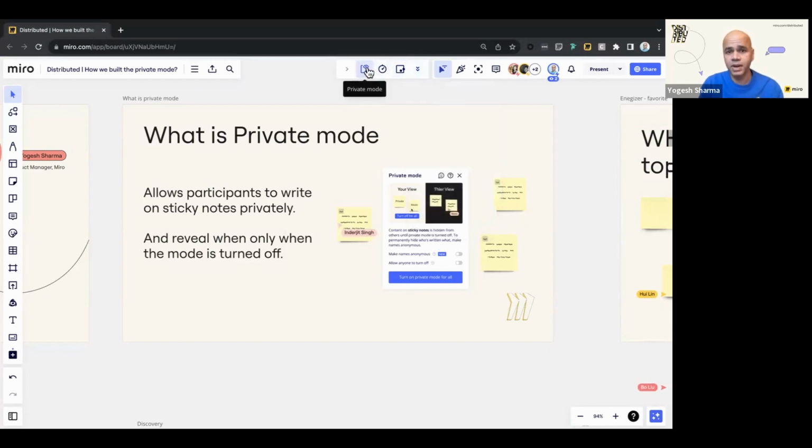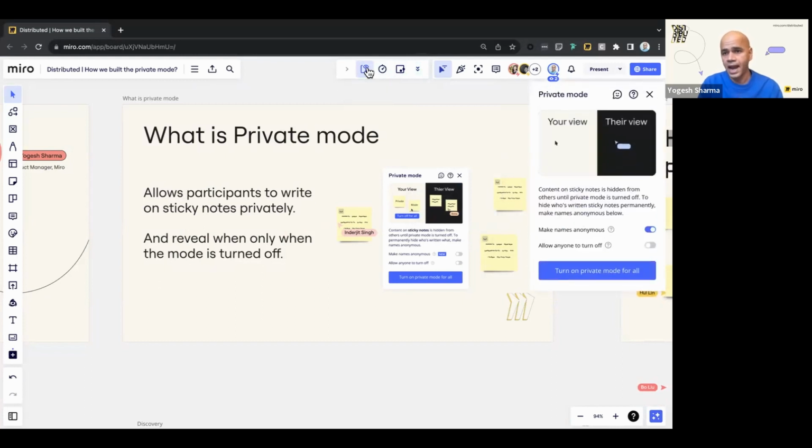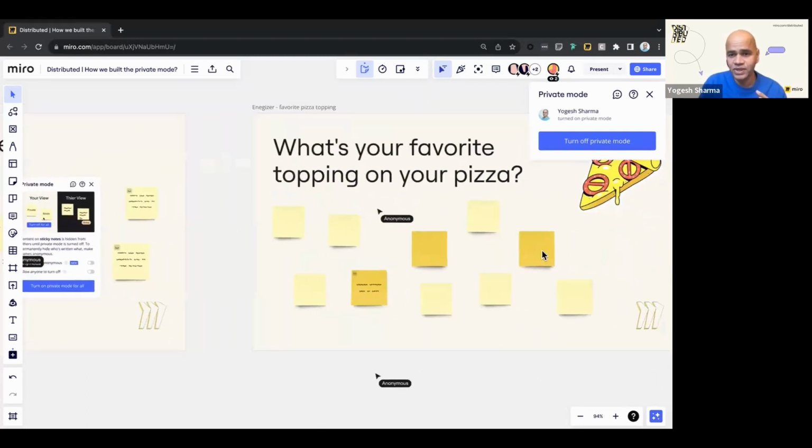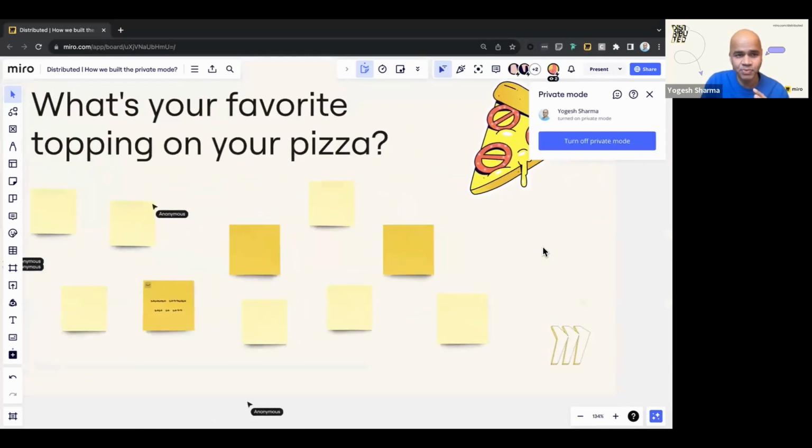Now let me click private mode. What you see here is the private mode app. It describes what it does, and you can choose whether you want to keep the names anonymous or not. In this case, I want to keep them anonymous, and I can click on turn on private mode for all. Once I do that, you will see that all the cursors are brought together and everything is anonymized. And we'll do a little exercise.